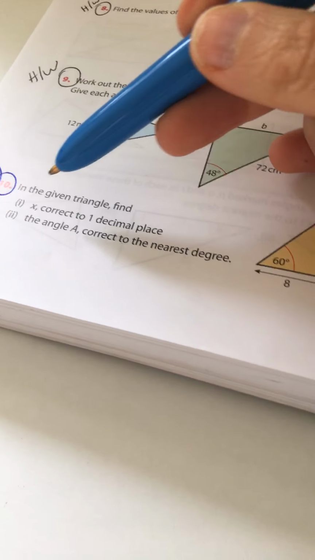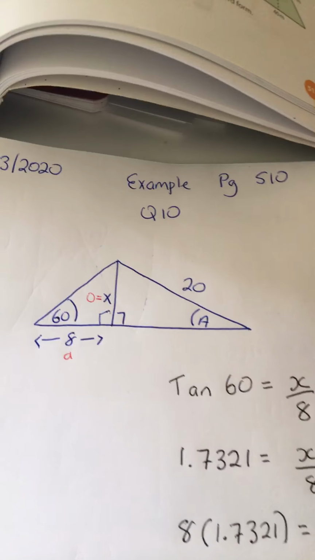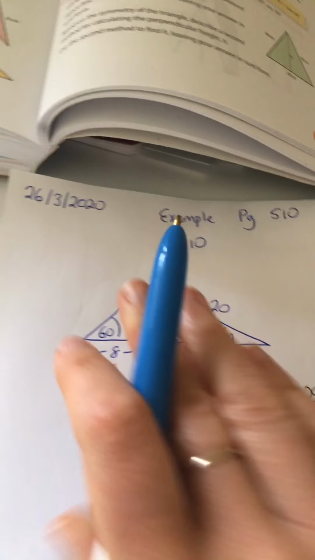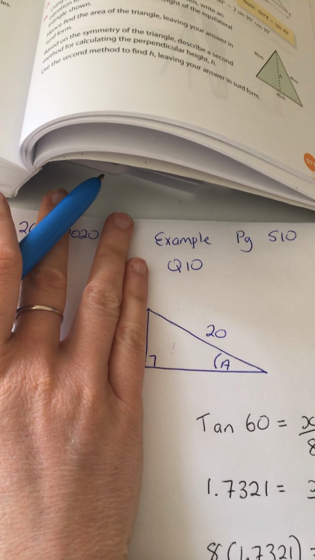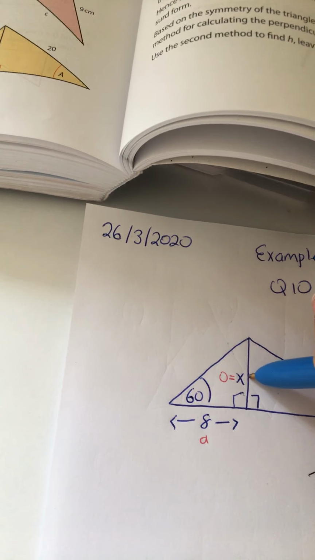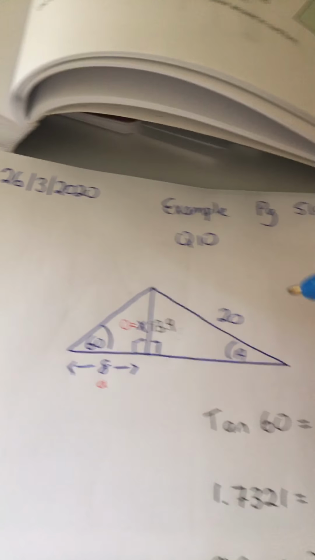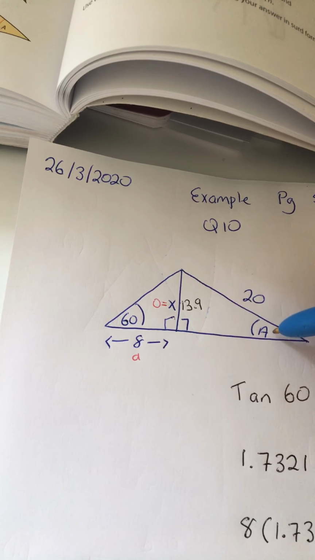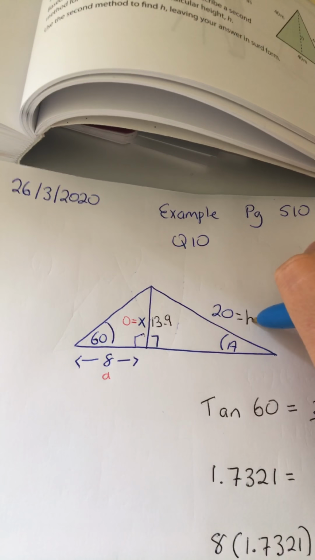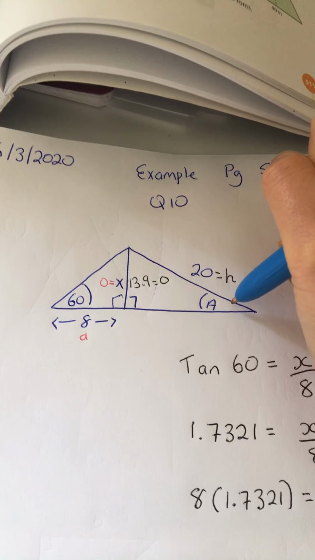Next part of the question, they want you to find the angle A correct to the nearest degree. So angle A is here in the other triangle. We forget about this triangle here and now work with the one on your right. We know now that x is actually 13.9, so we can write that there. And just get labeling the sides. Working with just this triangle, forget about the other triangle, this is our hypotenuse and this is opposite the angle that we're talking about.